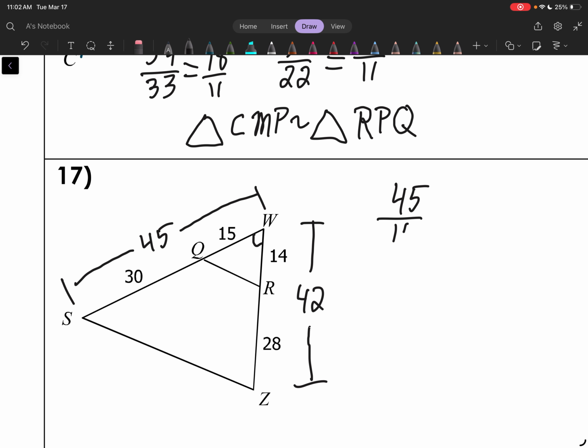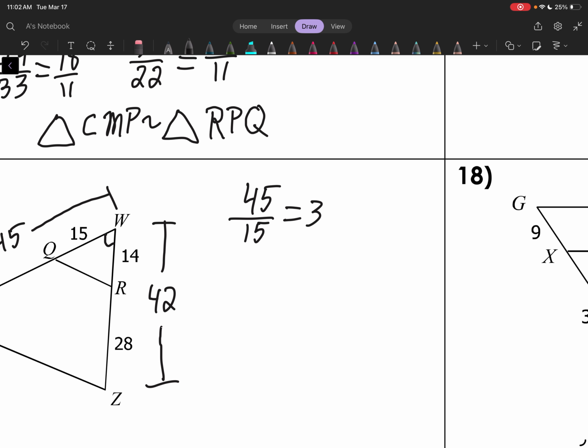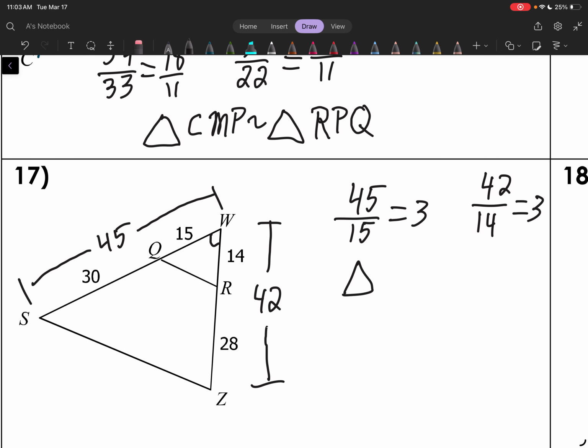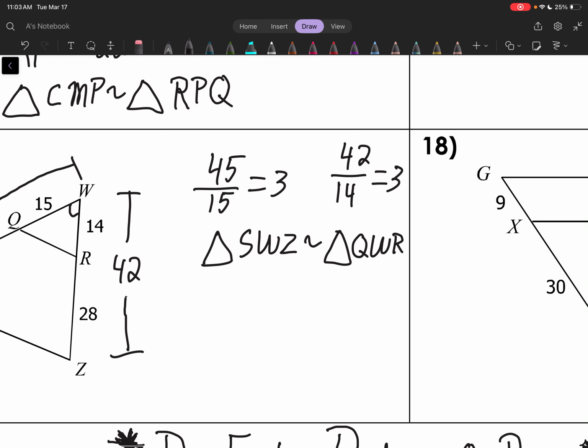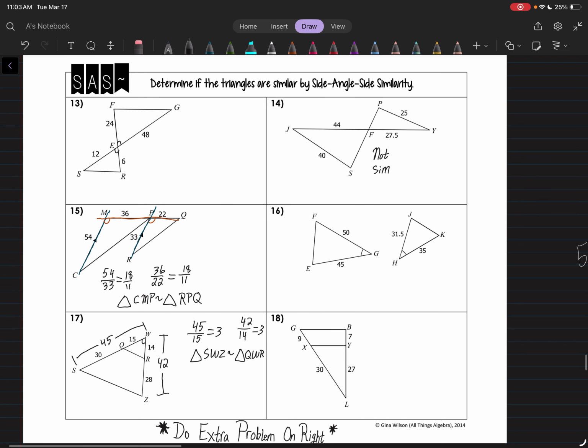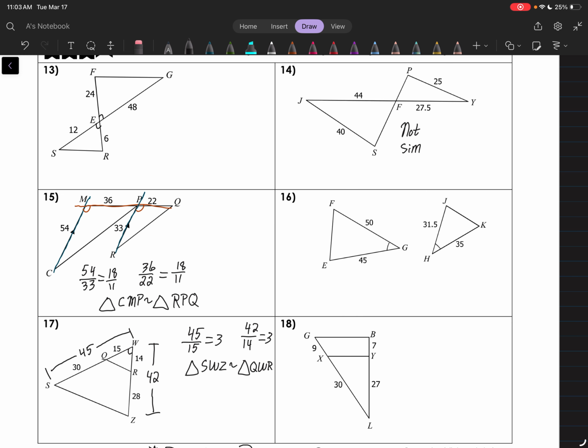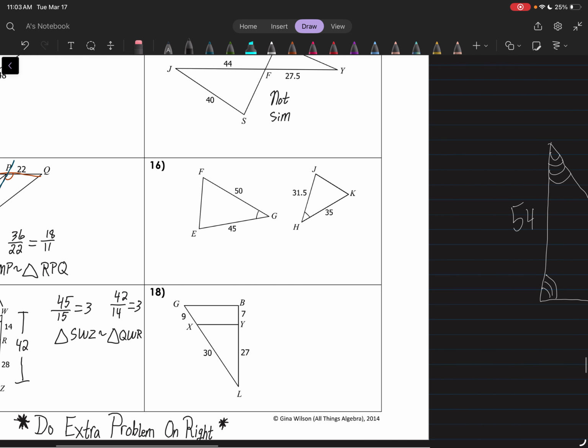45 over 15 is 3. 42 over 14 is 3. Yes, these are similar. Triangle SWZ is similar to triangle QWR. Finished. Okay, pause the video and try the rest of those problems. Now, before I go to the answers, I do have one more problem for you to try.